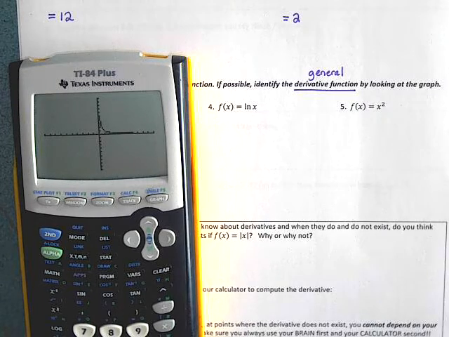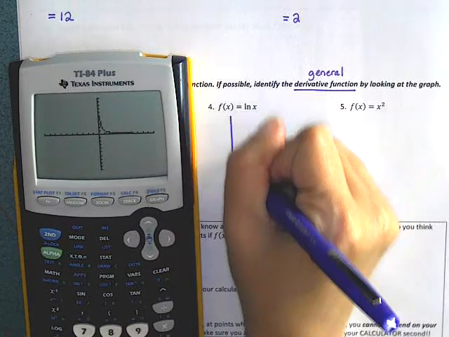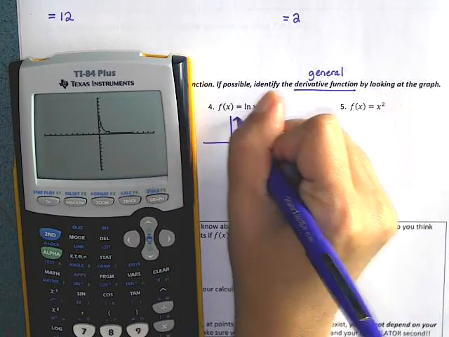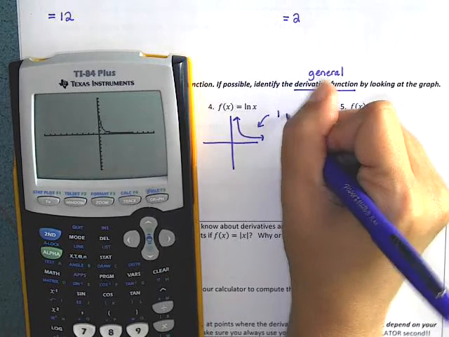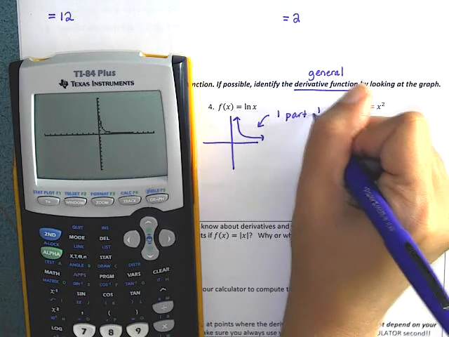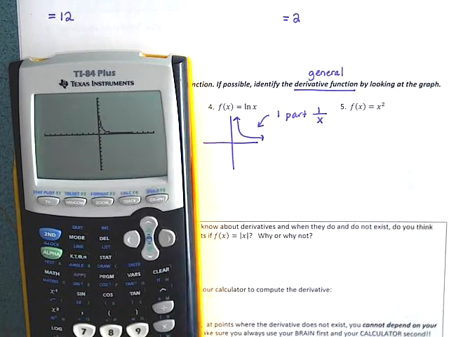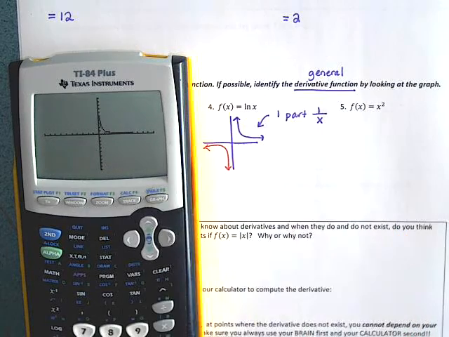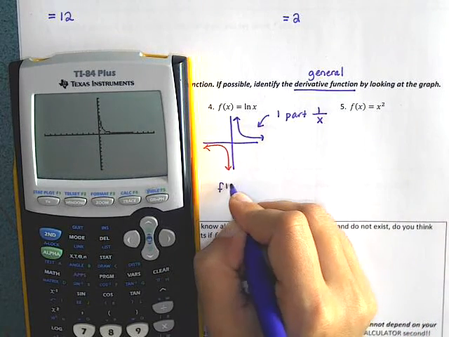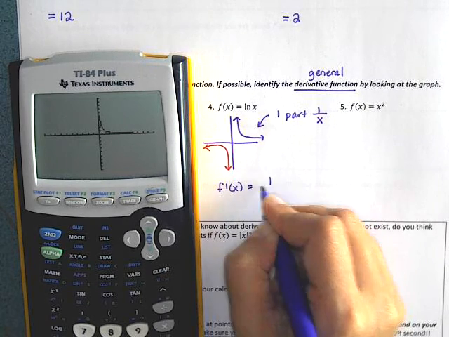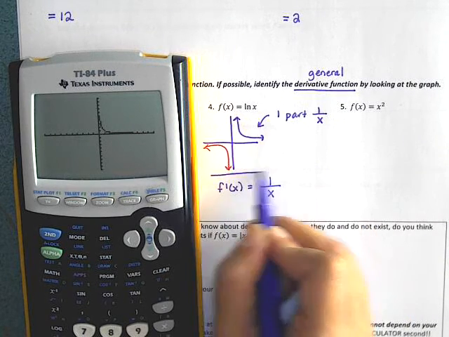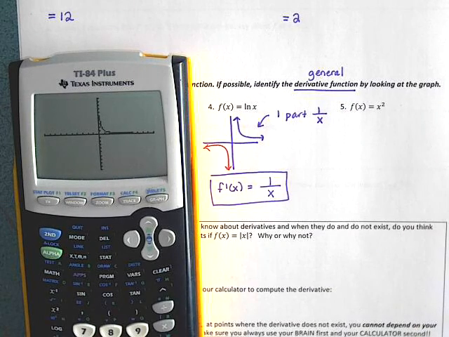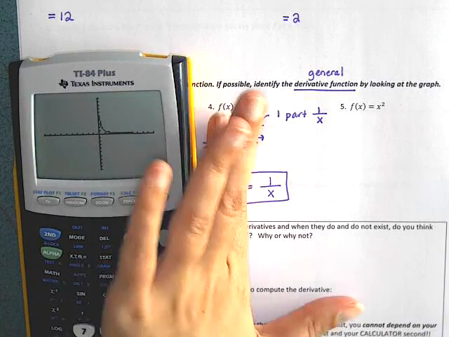Now if you look very carefully at this graph, it looks like this, which looks like one part of the 1 over x function. The 1 over x function has another part that's over here. So the derivative would just be 1 over x. The reason you're only getting one part of it is because the domain of ln is just the positive x values. So it's just this half of the graph.